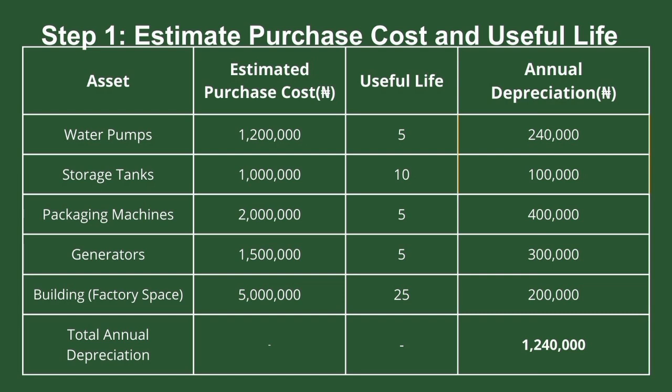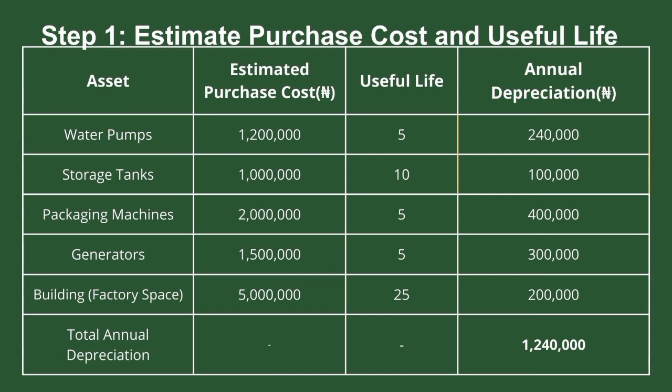Next is the packaging machines. As you are producing, you need a packaging machine that will fit the water into measurements and package it well. The cost of this machine is estimated to be 2 million naira. Using the same straight line method of depreciation, the estimated useful life is 5 years. So dividing this by 5, you have 400,000 as depreciation to be written off on a yearly basis.